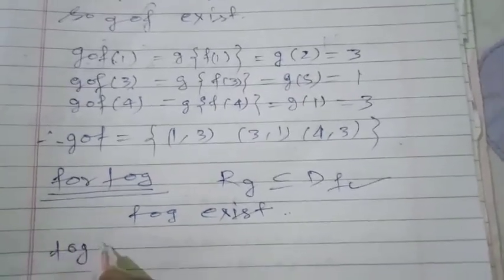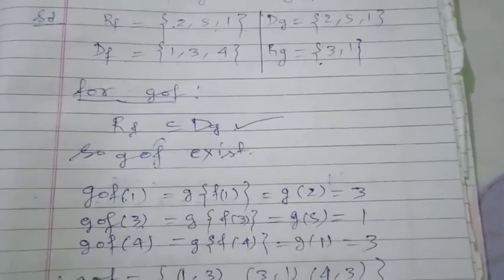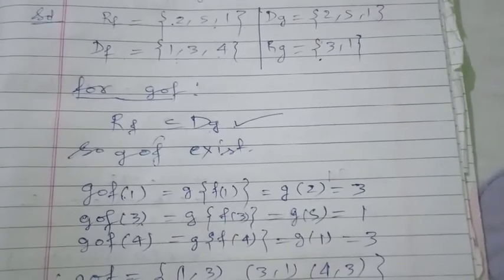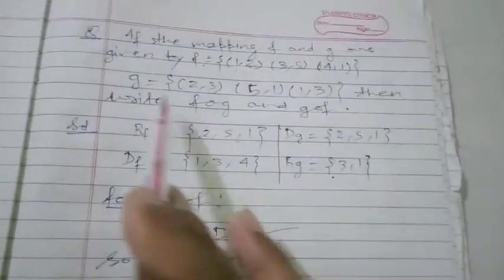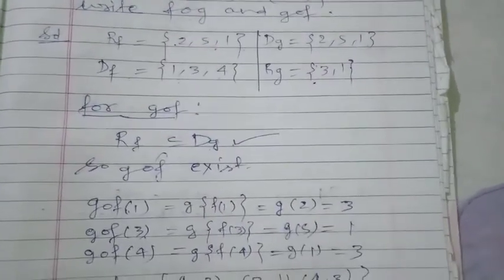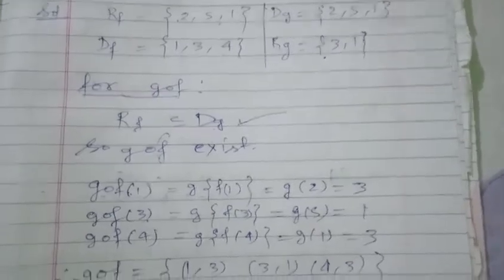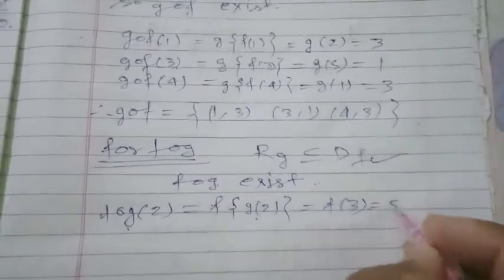Again just see f∘g. So what is the domain of G here? Domain of G is {2, 5, 1}. So f∘g we have to apply on the elements 2, 5, 1. So f∘g of 2. What will be here? F(G(2)). Okay, and G(2), what is it? You see, G(2) equal to 3. So on the place of G(2) we have to write F(3), because G(2) equal to 3. So F(3) we have got, and F(3), what is it? Once again see, F(3) is 5. So on the place of F(3) we have to write 5.